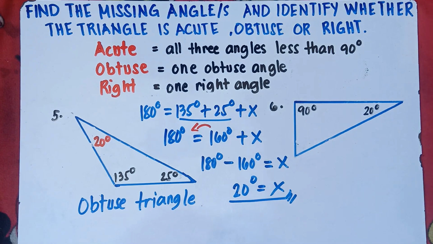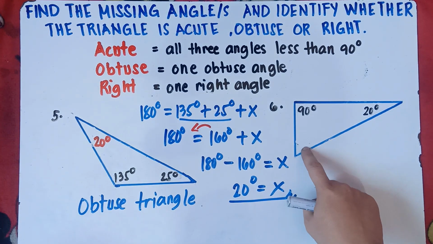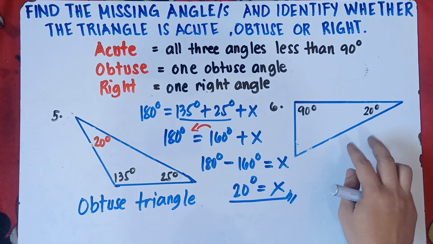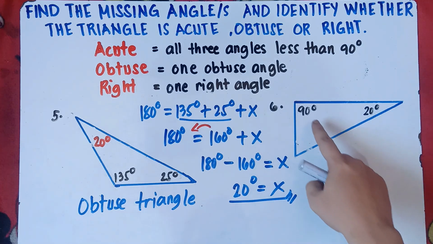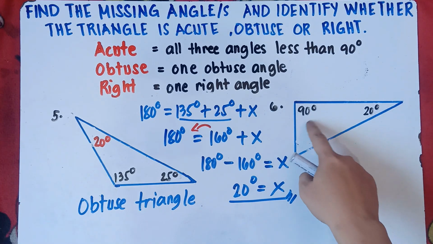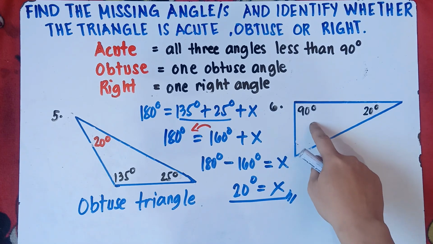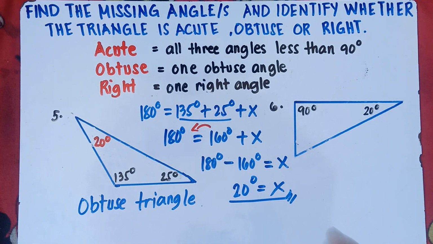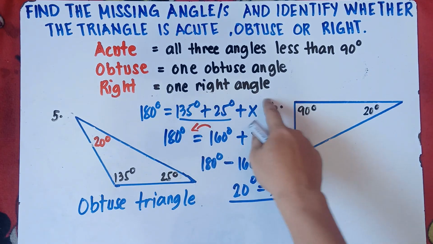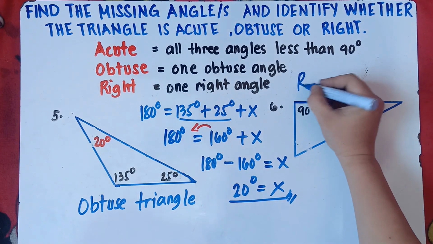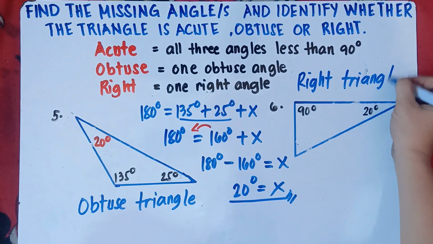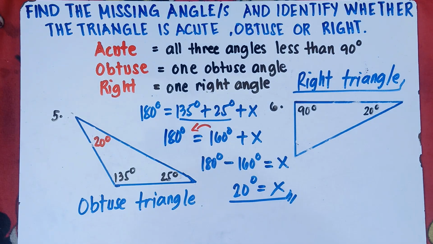Alright, so last one, number 6. So once again, we're told to find this angle. Without finding the third angle, we already know what kind of triangle this is, because we are given one angle that is a right angle, 90 degrees. Once again, this 90 degrees is a right angle. A right angle measures exactly 90 degrees. Therefore, if we have one right angle, this triangle is a right triangle.